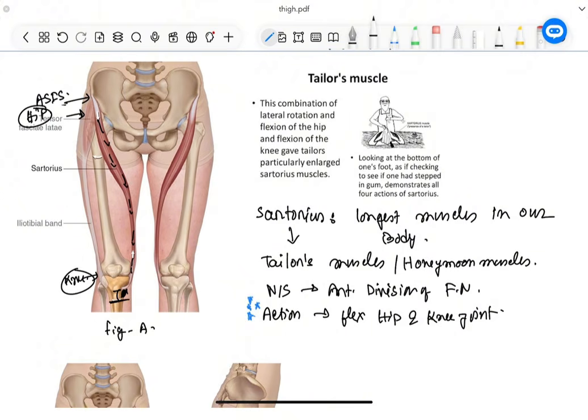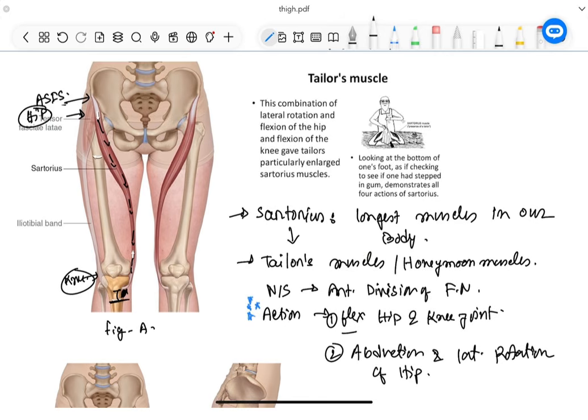Compartment-wise, the common function is extension, but here we can see the Sartorius is a unique muscle, as it does flexion of the hip as well as the knee. One more function it has is abduction and lateral rotation of the hip. This is its function. Now as I said, it has some synonyms, Tailor's muscle or honeymoon muscle.